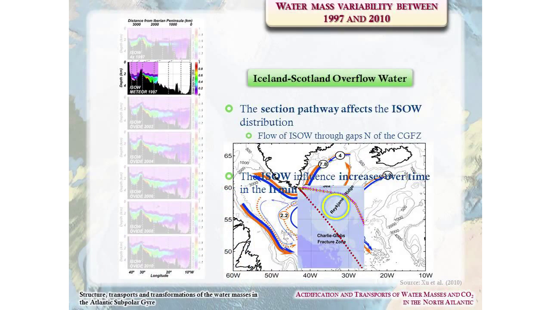In the case of the Iceland-Scotland overflow water, we also observe that the section pathway is an important component of the variability of the distributions of this water mass. For the FOUREX section, we observe that the percentages of the core located at the eastern flank of the Reykjanes Ridge fall below 70%, whereas for the Meteor section, this core presents percentages greater than 80%. This may be explained by the existence of a flow of part of this water mass through gaps north of the Charlie-Gibbs fracture zone, in between both section lines. That makes lower amounts of Iceland-Scotland overflow water arrive at the FOUREX section.